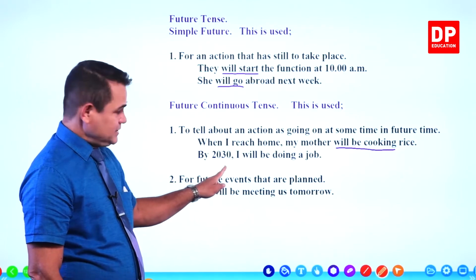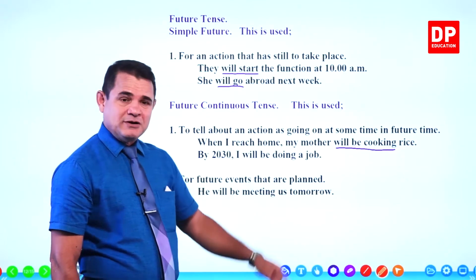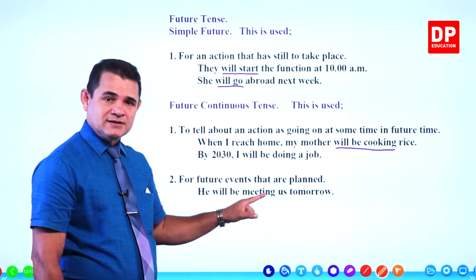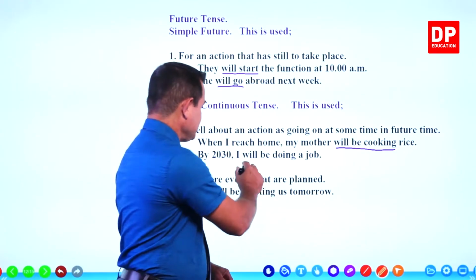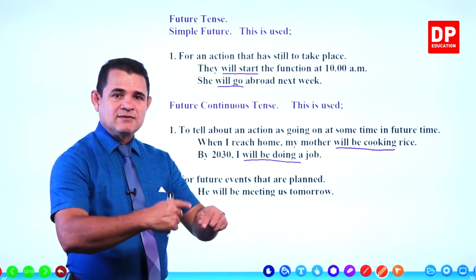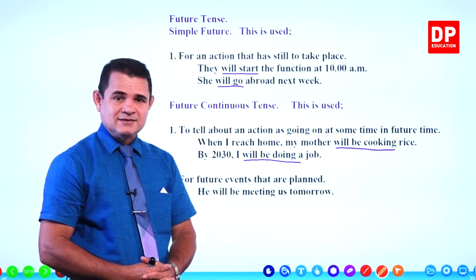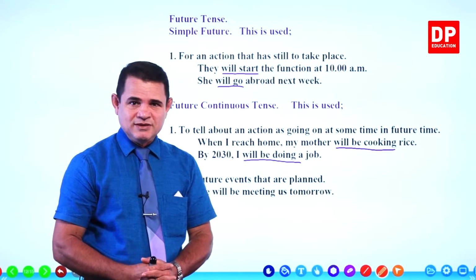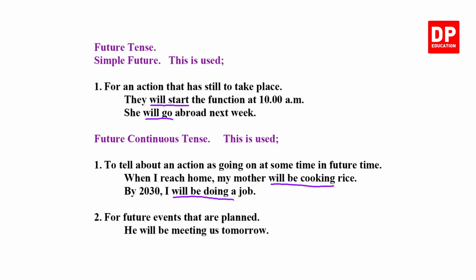By 2030, I will be doing a job. By 2030, I will be doing. Future continuous. Something that will be happening in the future. Next one.